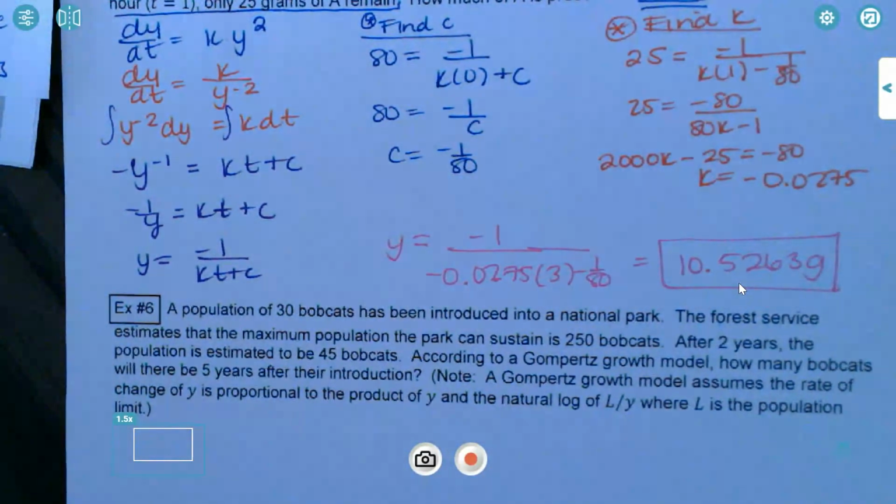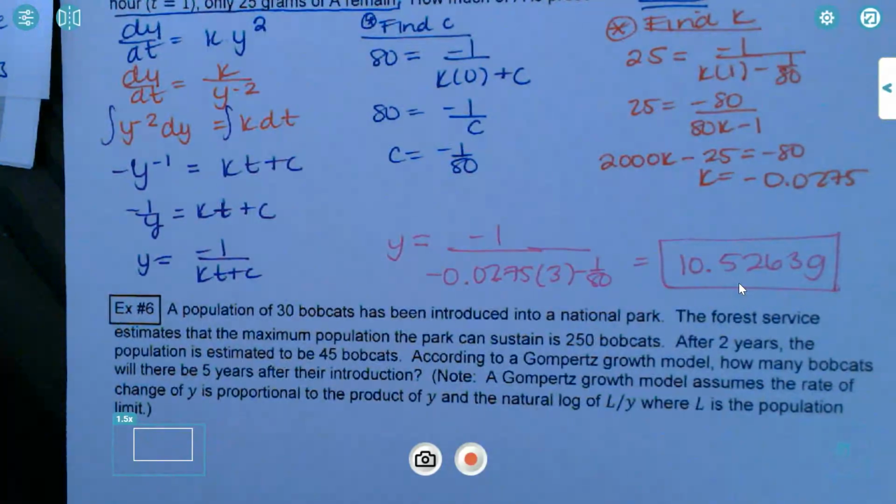A population of 30 bobcats has been introduced into a national park. The Forest Service estimates that the maximum population the park can sustain is 250 bobcats. After 2 years, the population is estimated to be about 45 bobcats. According to the Gompertz growth model, how many bobcats will there be 5 years after their introduction?